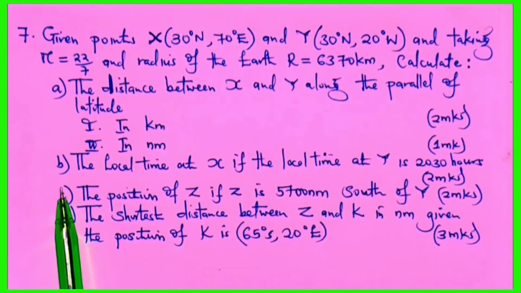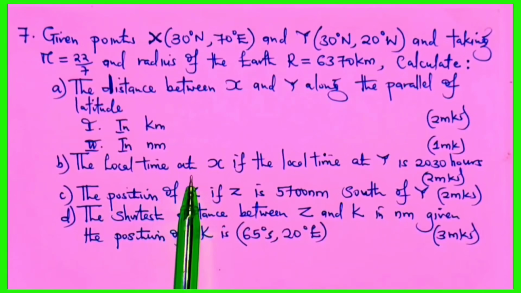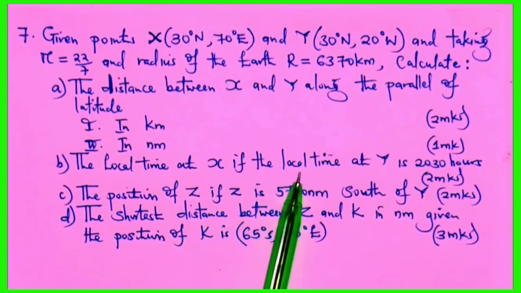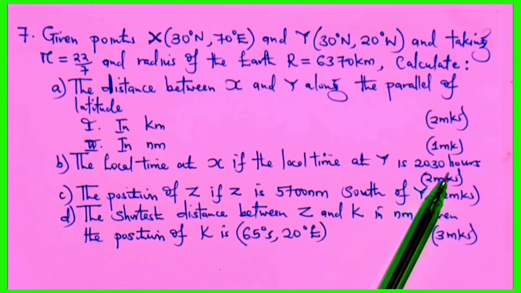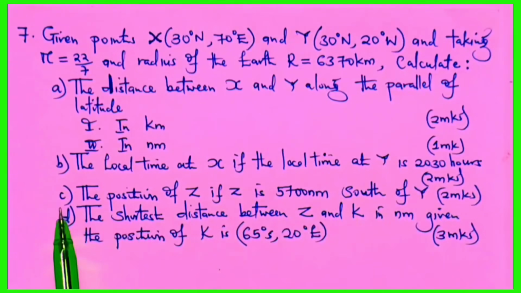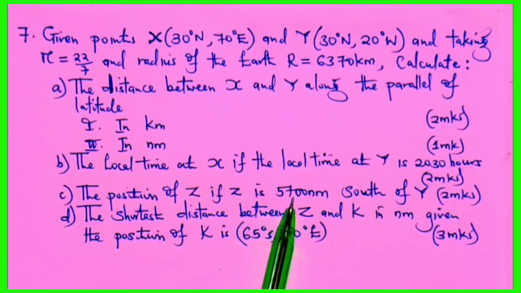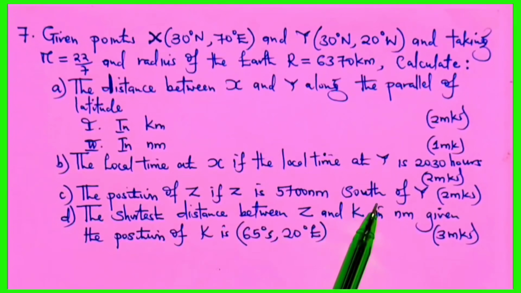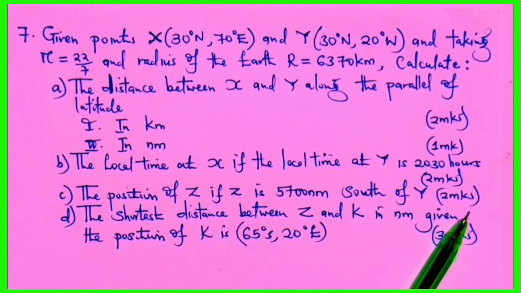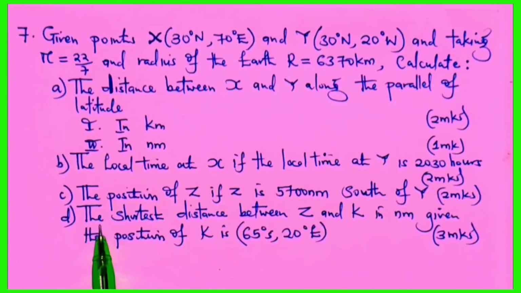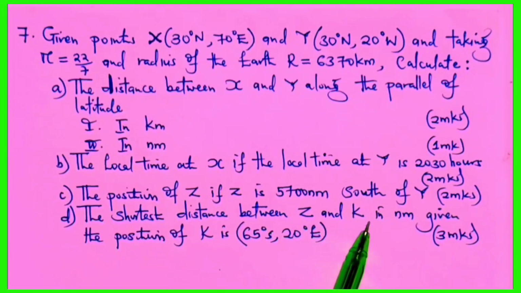Part B of the question, the local time at X if the local time at Y is 20-30 hours. Part C, the position of Z if Z is 5,700 nautical miles south of Y, 2 marks. And then part D, the shortest distance between Z and K in nautical miles given the position of K is 65 degrees south, 20 degrees east, 3 marks.